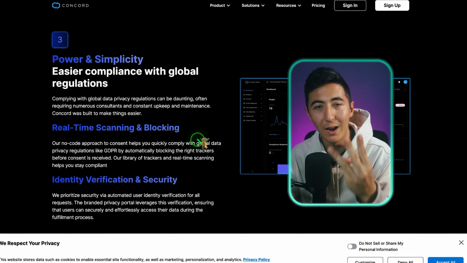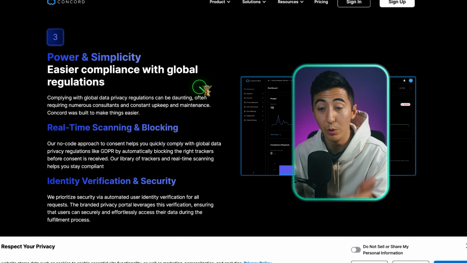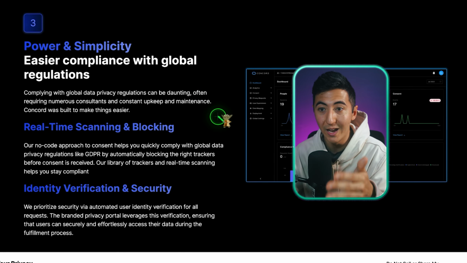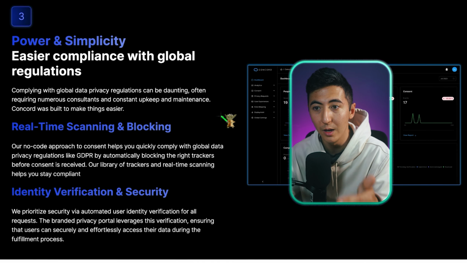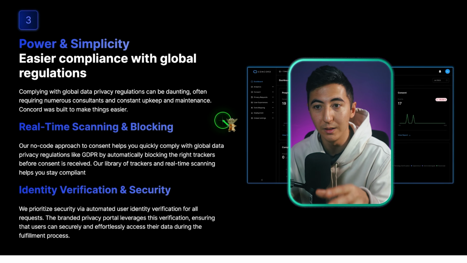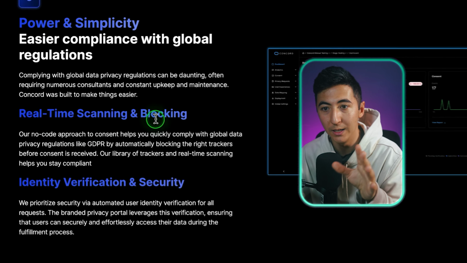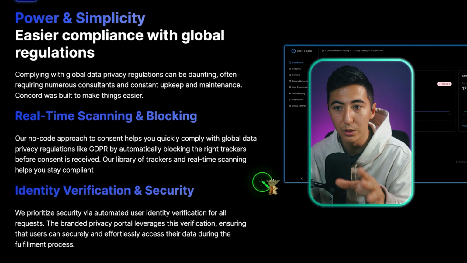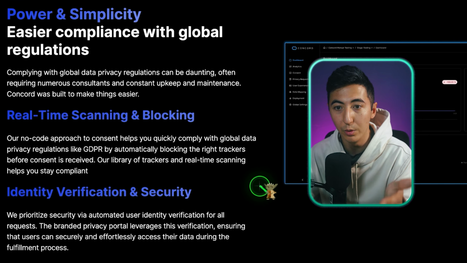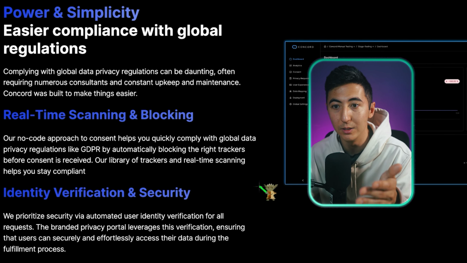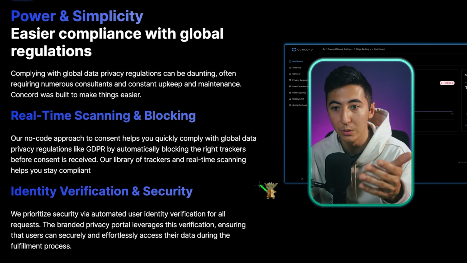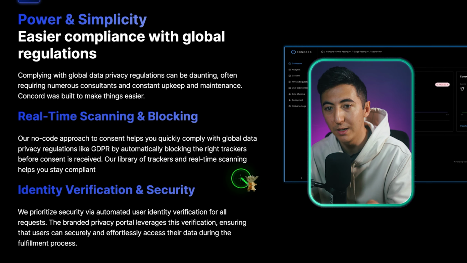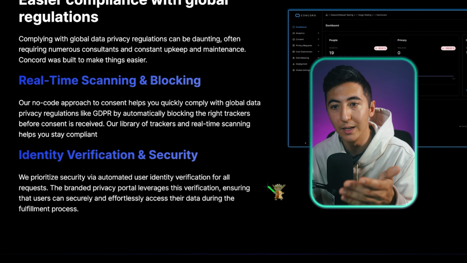And the third thing is power and simplicity, so easier compliance with global regulations. Complying with global data privacy regulations can be daunting, often requiring numerous consultants and constant upkeep and maintenance. Concord was built to make things easier, so they have real-time scanning and blocking. Their no-code approach to consent helps you quickly comply with global data privacy regulations like the GDPR by automatically blocking the right trackers before consent is received. Their library of trackers and real-time scanning helps you stay compliant.